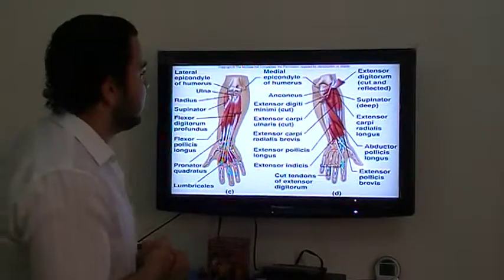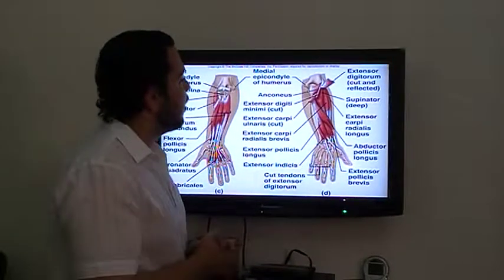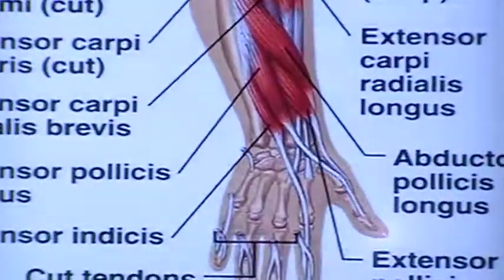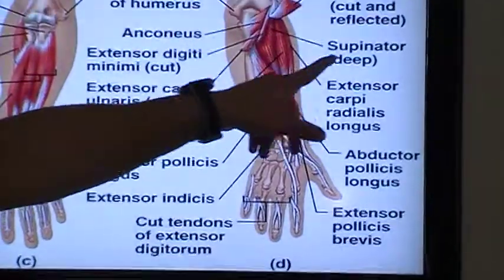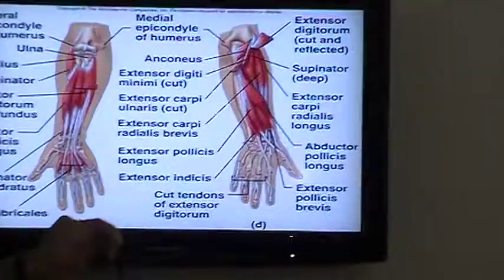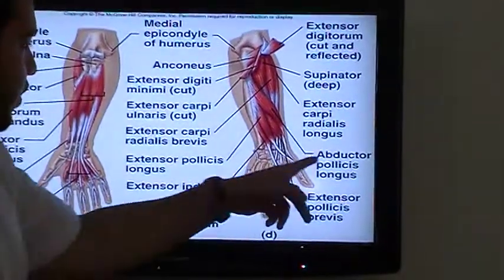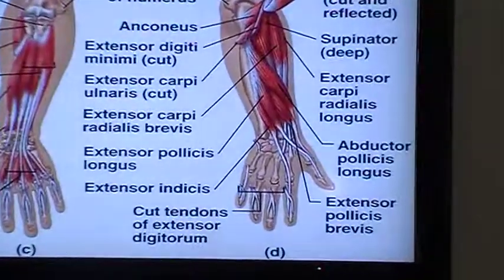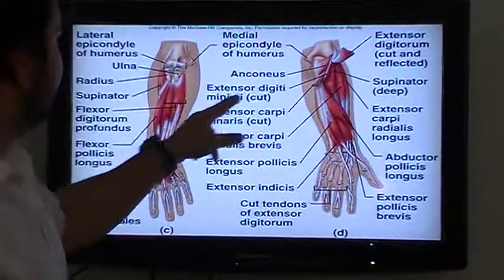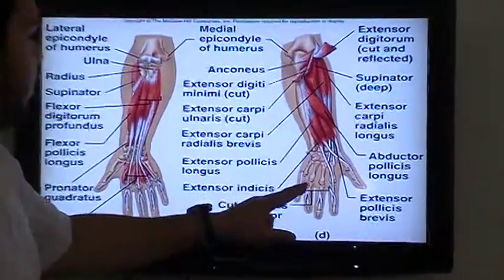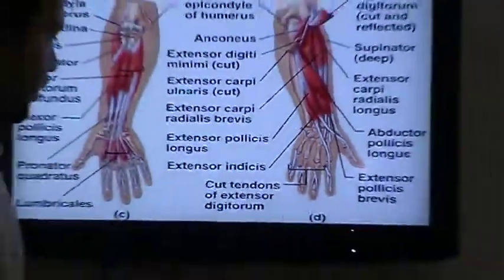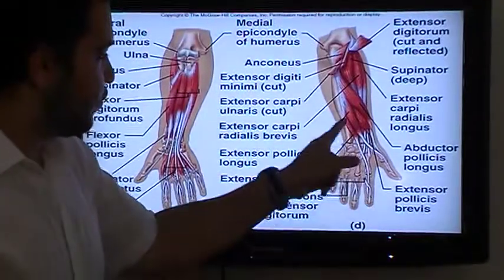Now, about this slide, we have the supinator muscle. As I said, this is the extensor region, the dorsal region. The supinator also helps in supination. It's in here. And we have the extensor carpi radialis longus. We have the abductor pollicis. I believe all this was said. Extensor digiti minimi, as I said, goes to the small finger. And we have extensor carpi radialis brevis, extensor pollicis, and extensor indicis. Indicis goes to the index finger.